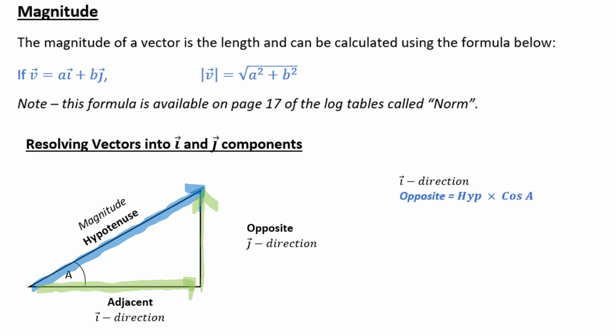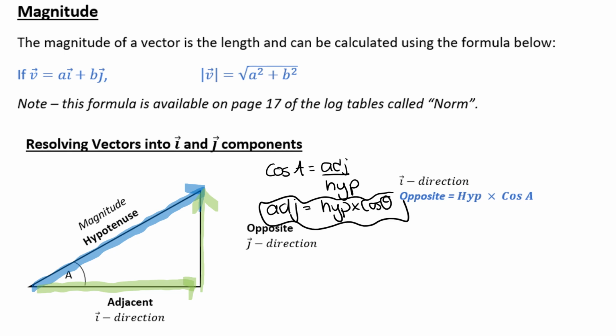So if we were to work with our sine, cos, and tan, we end up with the i direction is hypotenuse times cos. Just where that comes from, if we start with cos of this angle is adjacent over hypotenuse, and then we multiply both sides by the hypotenuse, so the adjacent side is going to be the hypotenuse multiplied by cos. And the adjacent side, we can see, is the i direction. So that's going to be hypotenuse times cos of the angle. Sorry, I have theta in there, but that should be angle A.